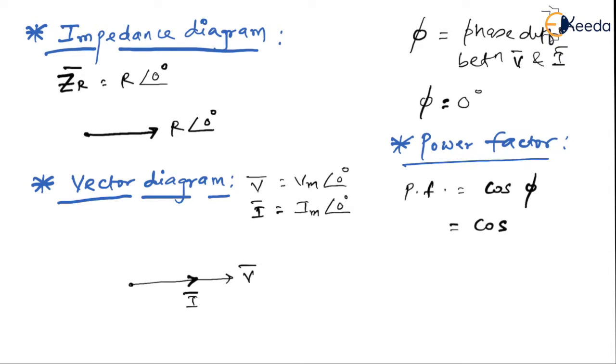Since phi is equal to 0 degree, I will say it is cos of 0. We know the fact cos 0 is what? 1. It means power factor is equal to 1. This is what we call as a unity power factor.